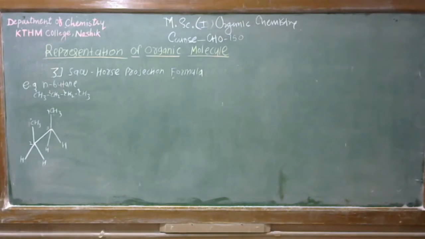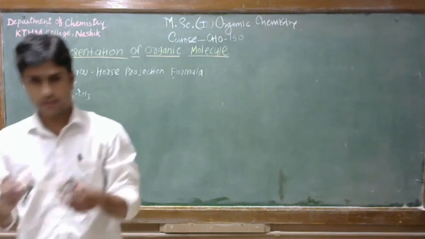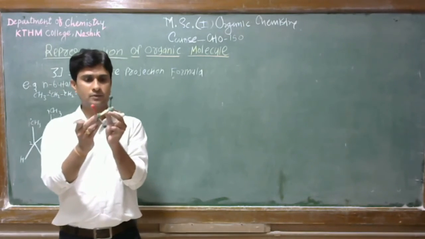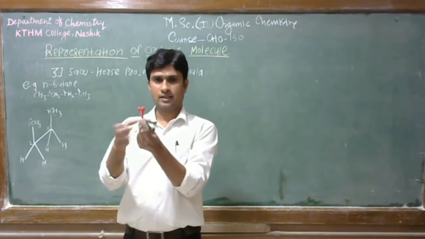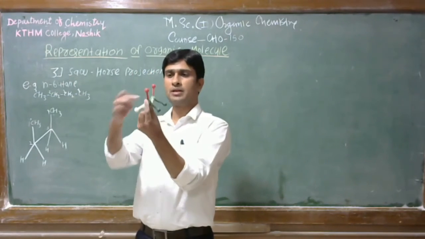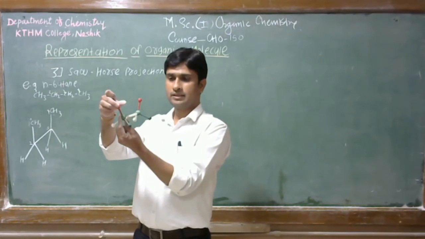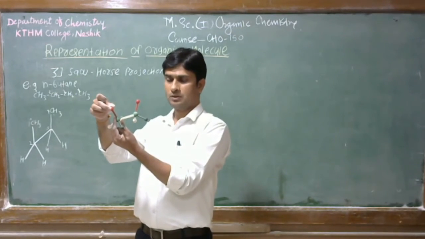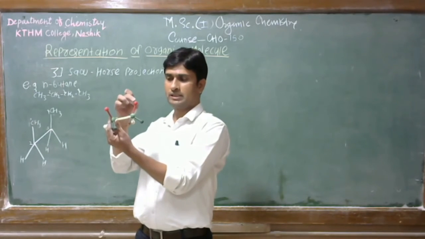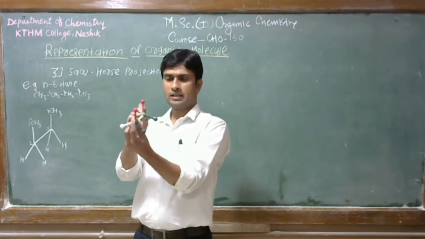See here, this is the Sawhorse formula. We can see here, if the carbon that I hold here is carbon number 1, this is the CH3 group, this is carbon number 1, carbon number 2, carbon number 3 and this is carbon number 4.